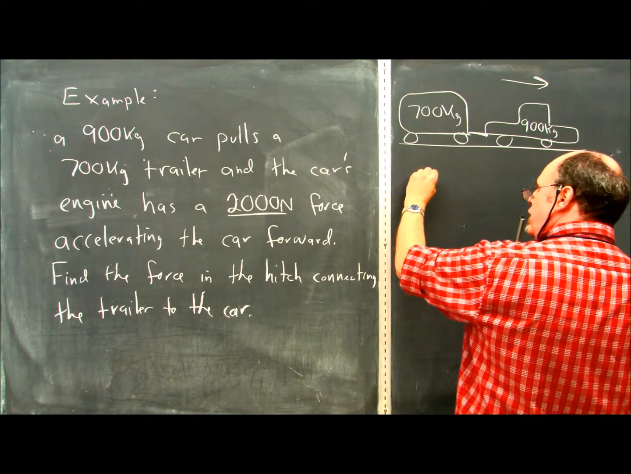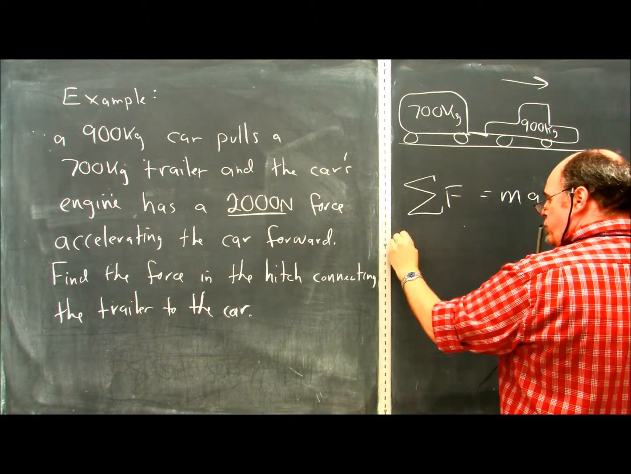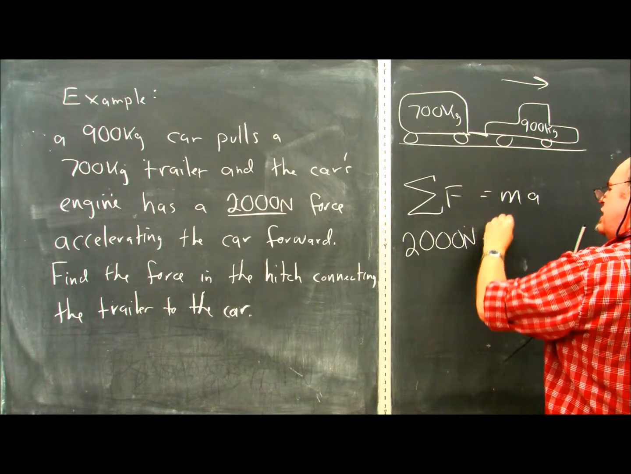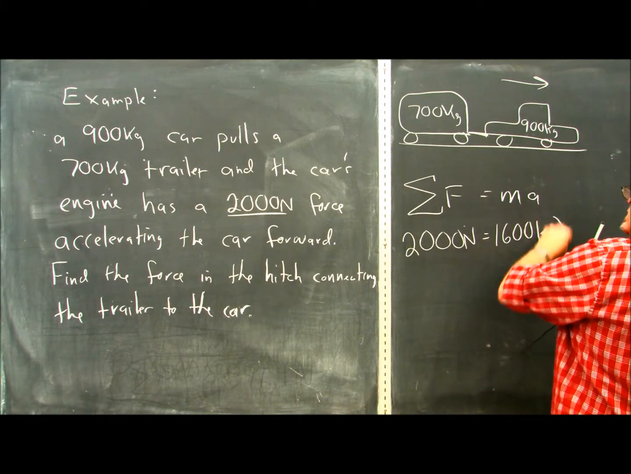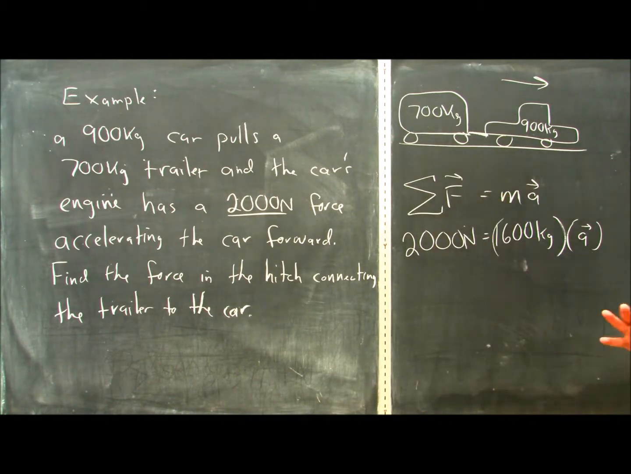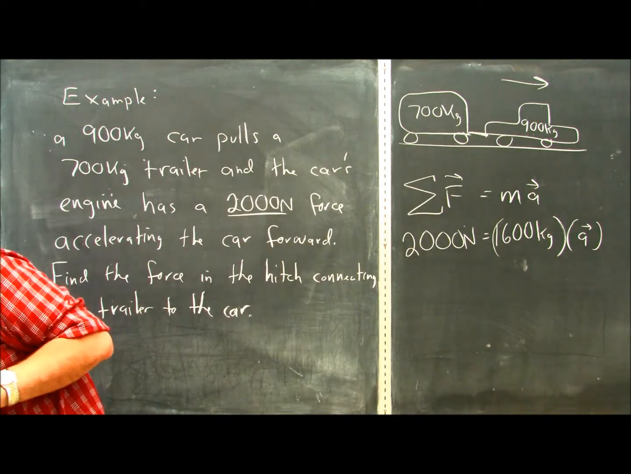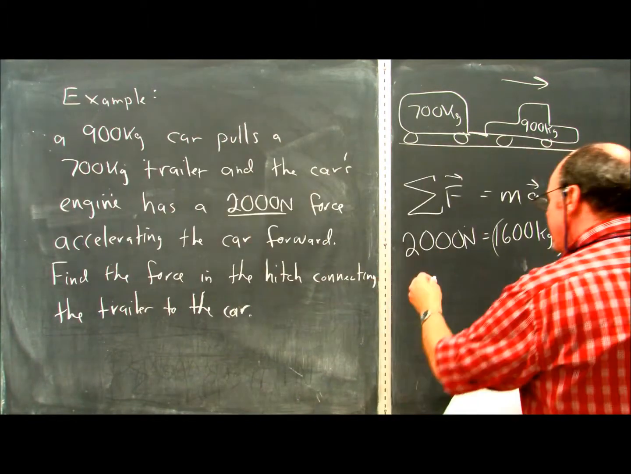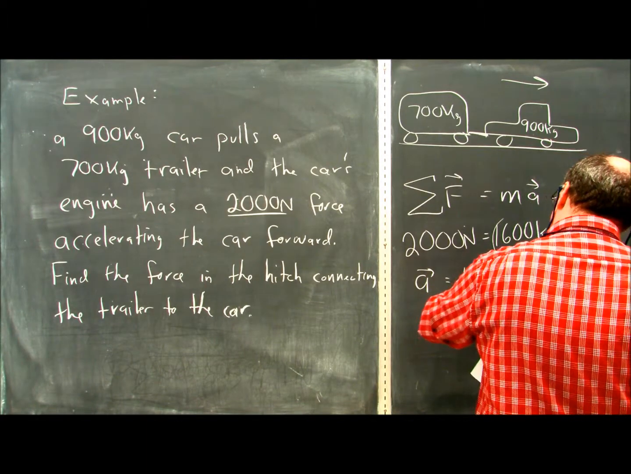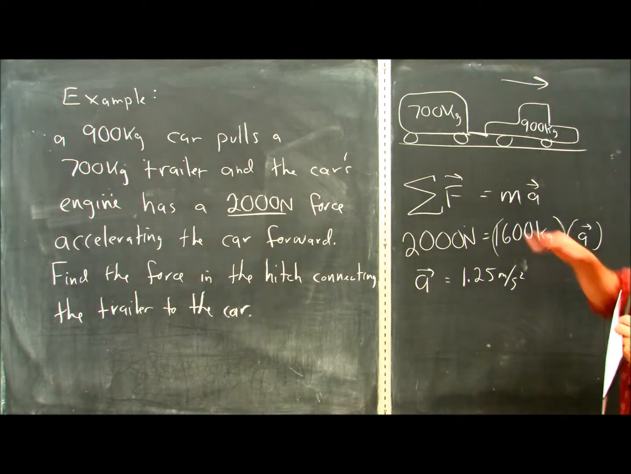So if we want to get the acceleration, we'll say the sum of all these forces equals ma. The sum of the forces we were told is 2,000 newtons. The total mass, 900 plus 700, is 1,600 kilograms. And we want to find out what this acceleration rate is. So we take out our calculator, and we do 2,000 divided by 1,600. I get the acceleration rate is equal to 1.25 meters per second squared. So that's the acceleration rate of the entire thing.